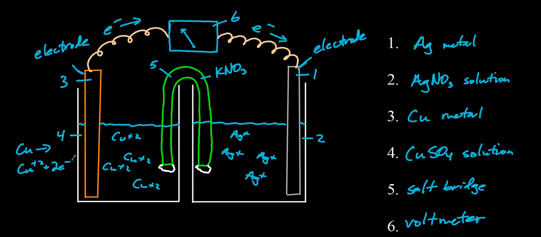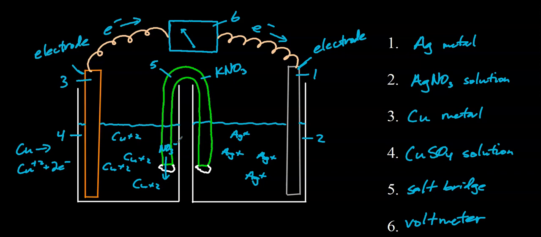Well, to balance out that increase in positive charge, which ion from the salt bridge is going to move into this solution? The potassium ions or the nitrate ions? In this case, the nitrate ions from the salt bridge will move into the solution where the copper 2 ions are in order to keep that solution neutral.